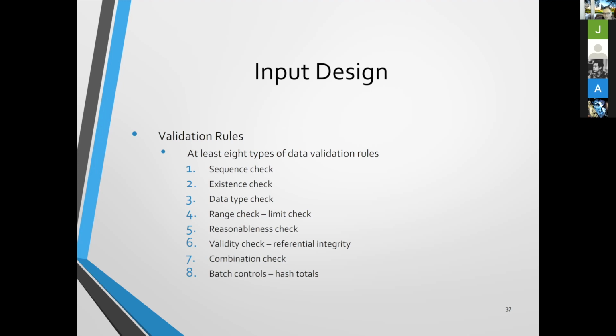This is the sequence. If the user overrides this, you show the error first to tell them, okay, please enter your credit card number first before you enter the amount that you would like to charge, something like that. Existence check.